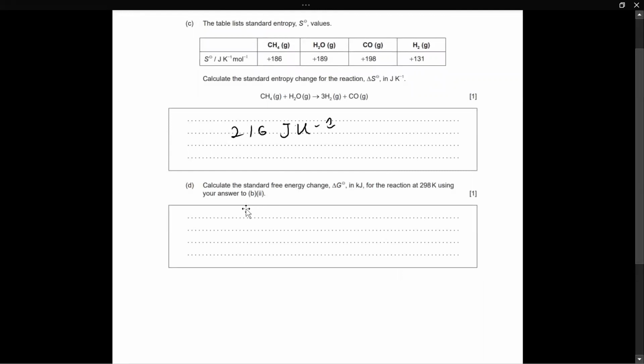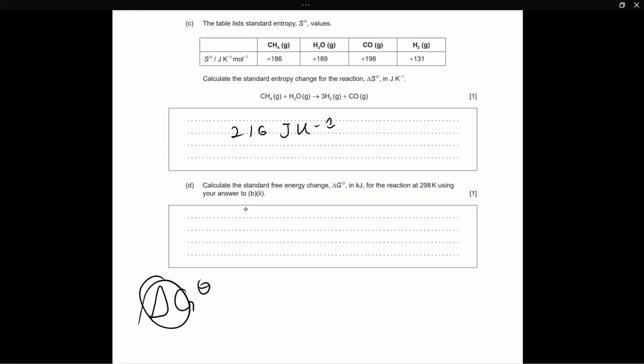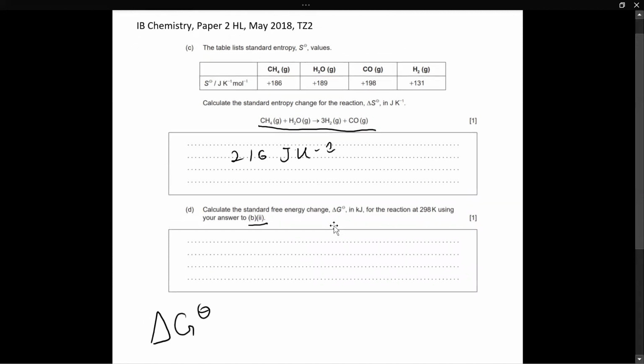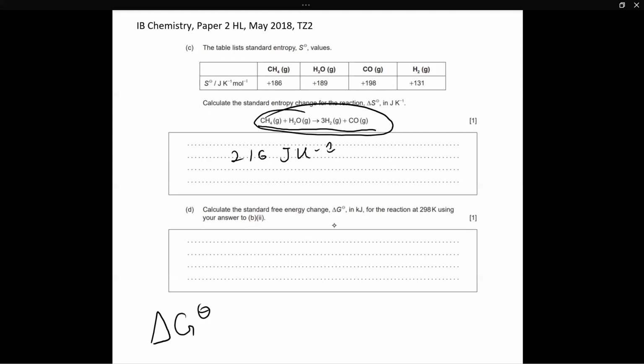So they're asking us, calculate the standard free energy change, which is delta G, which represents change in free energy. Anything with delta represents change. I mentioned this in my previous video as well. And they're asking us to calculate it in kilojoules for this reaction at 298 Kelvin using your answer in B2 as well. Now, what is B2? Of course, I haven't put the screenshot here, but in this paper, B2 is the question which asks us to determine the enthalpy change of this specific reaction using enthalpy of formation values.